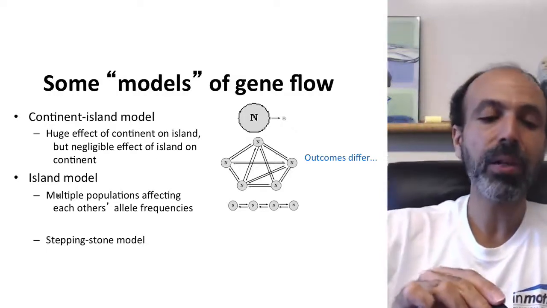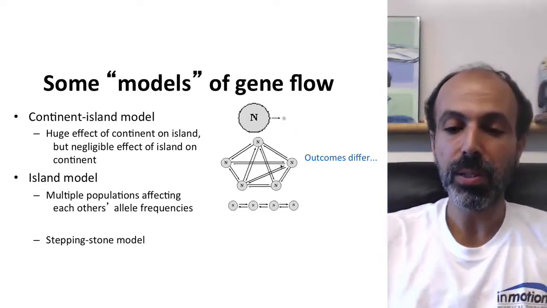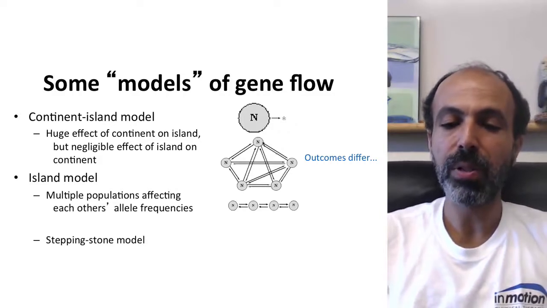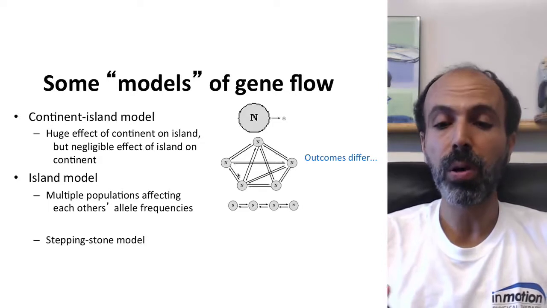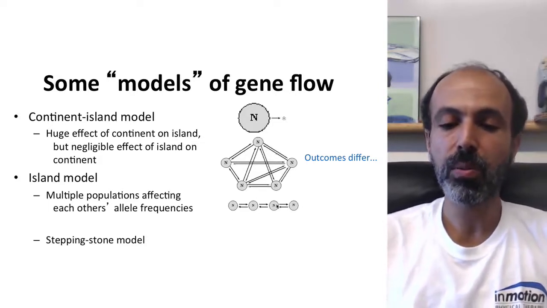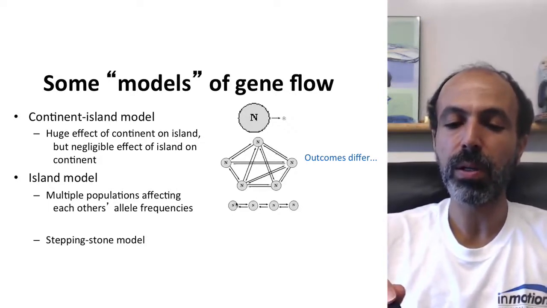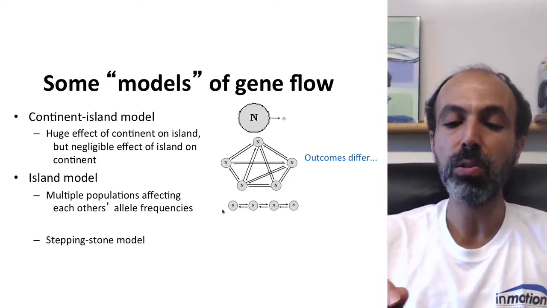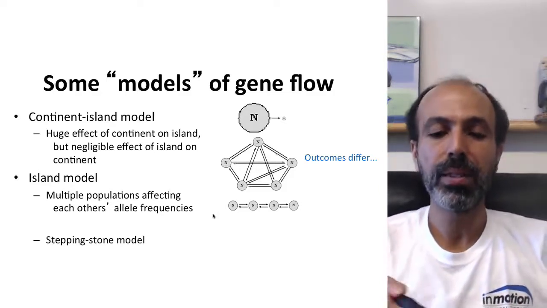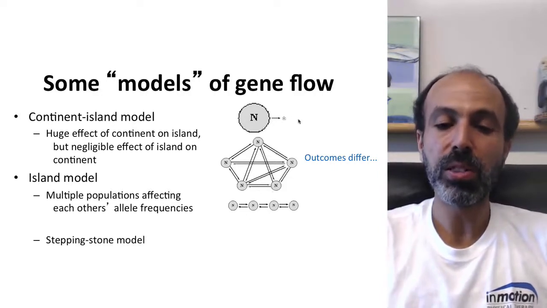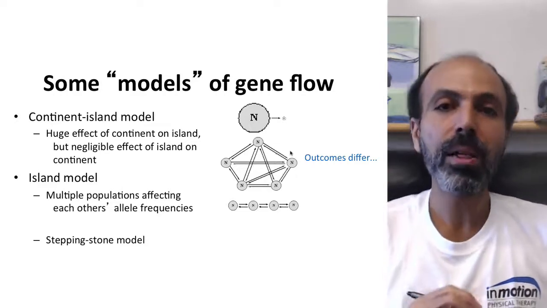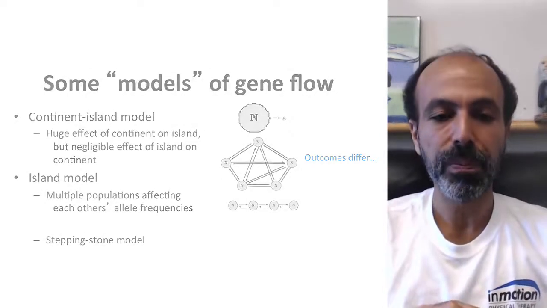Another general category of models are island models, and you can see this depicted here, where there are many different islands exchanging migrants with each other. You may have them like this, where they're all exchanging with each other, or you may have something more like this, a stepping stone model, where they don't all exchange with each other, but do so by way of other islands. We're not going to really talk about the stepping stone model, but I wanted to show you what it looked like. We'll introduce just the general continent island model and the general island model.